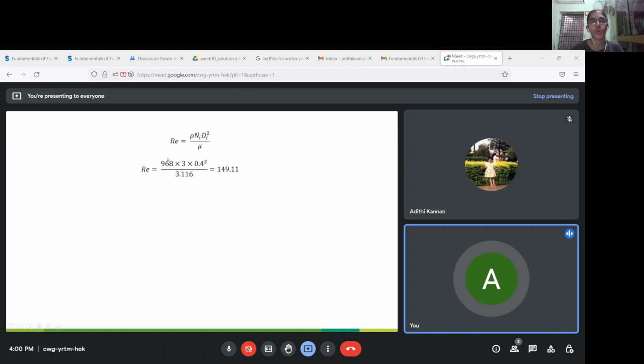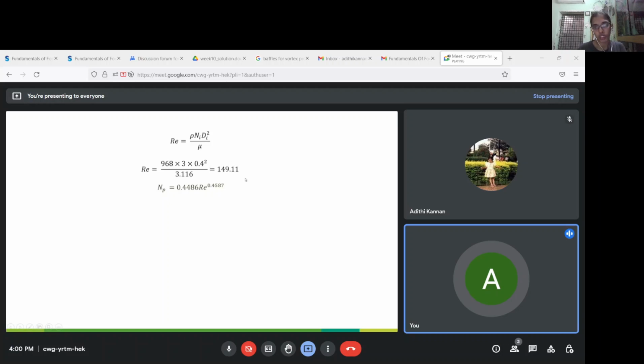So we already have all these parameters given in the question, and we have calculated mu as well. So rho is 968 kg per meter cube, Ni is 3 RPS, di is given as 0.4 meters, so 0.4 square, and mu is given as 3.116 Pascal second. So from this, you can find out the Reynolds number in a mixing process, which is 149.11. And an empirical equation is given in the question that relates your power number with your Reynolds number. So NP is equal to 0.4486 Reynolds number raised to 0.4587.